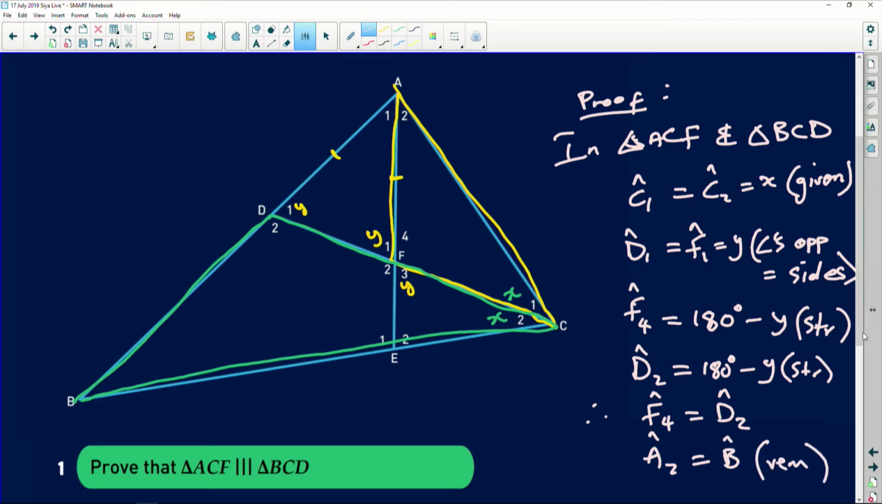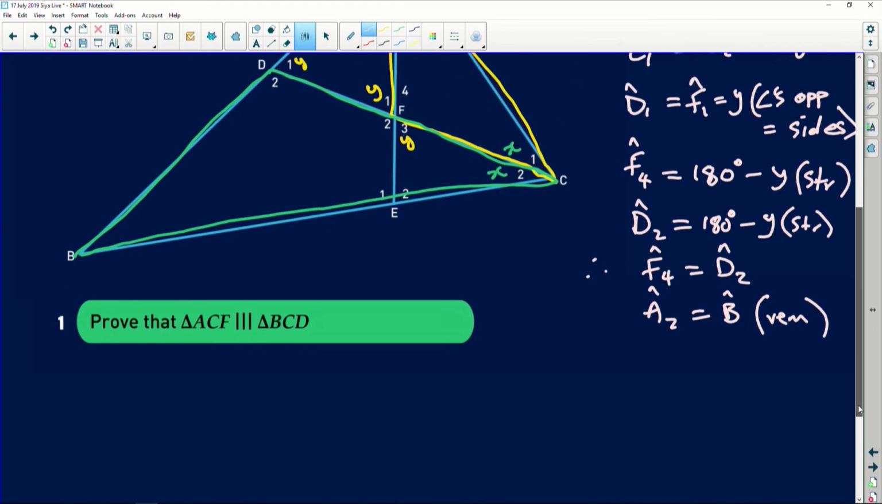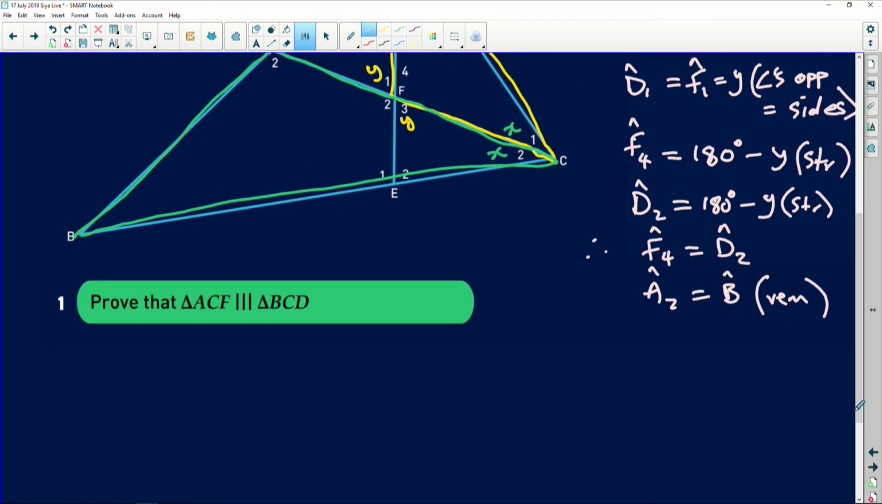You can say remaining angles or third angle of a triangle. It doesn't really make a difference if you say the two. Therefore, I will then say triangle ACF is similar to triangle BCD. And the reason for this will be angles in proportion.